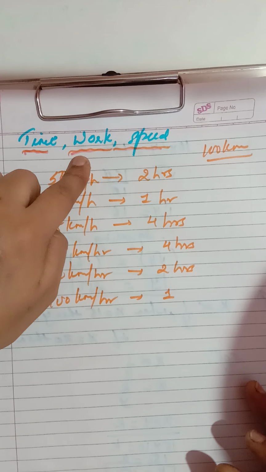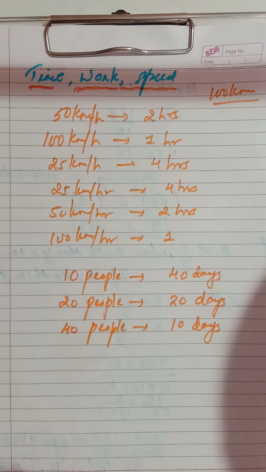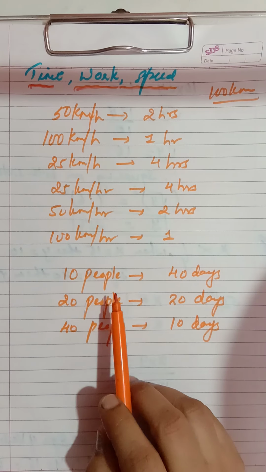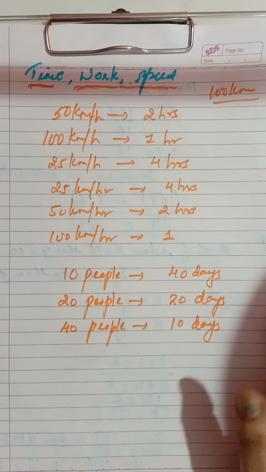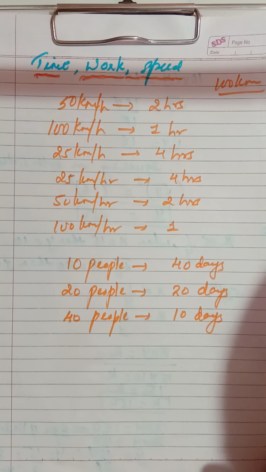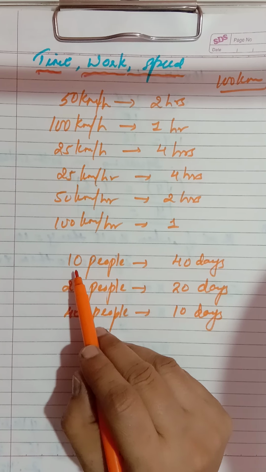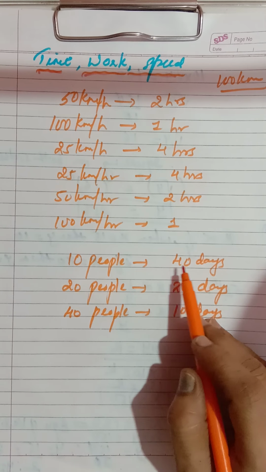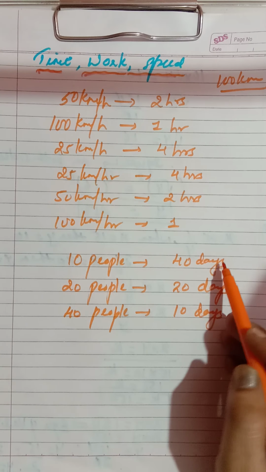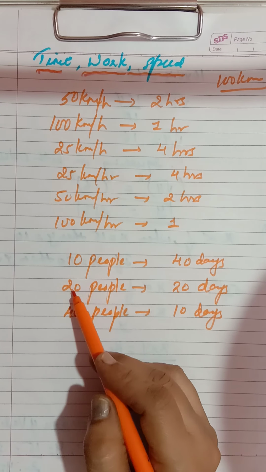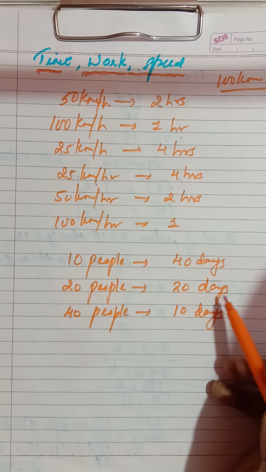Same thing related to work. Now let us see one more example children. Suppose some laborers are employed to make a garden. If we are employing 10 people, suppose they take 40 days to complete the work. If you increase the number of people to 20, then they can complete the work faster, right? They will complete the work in 20 days.